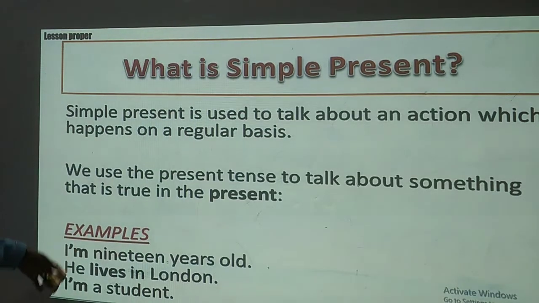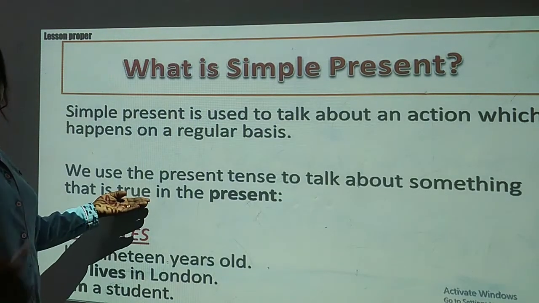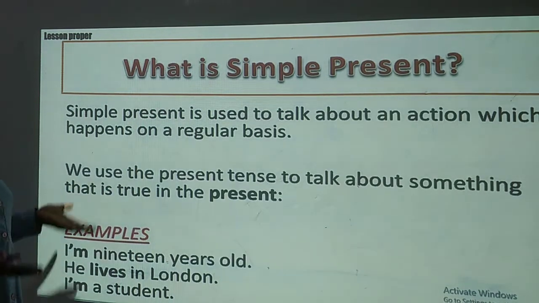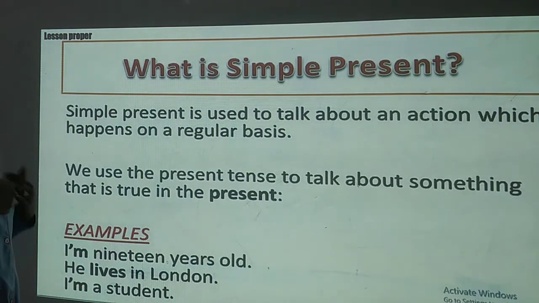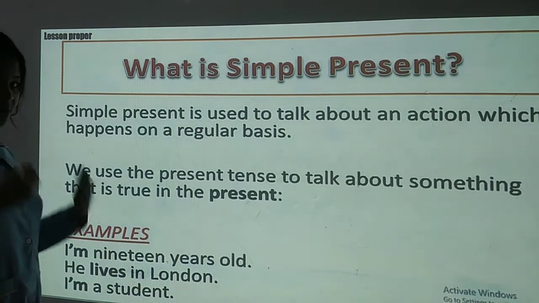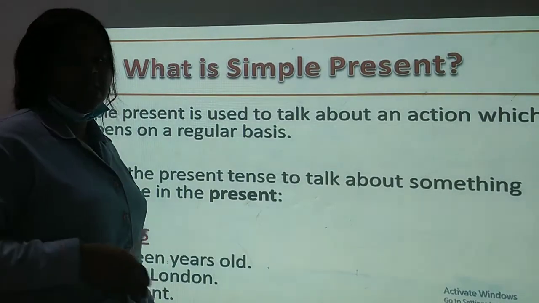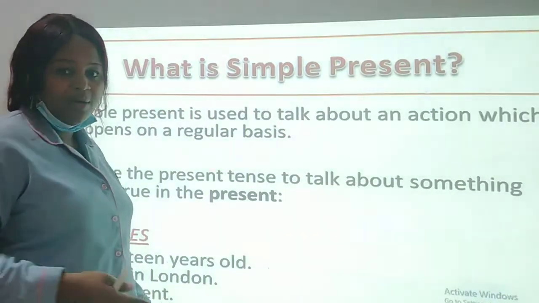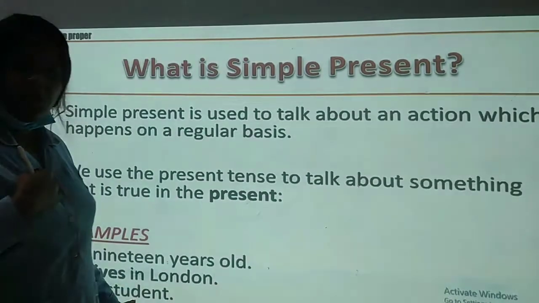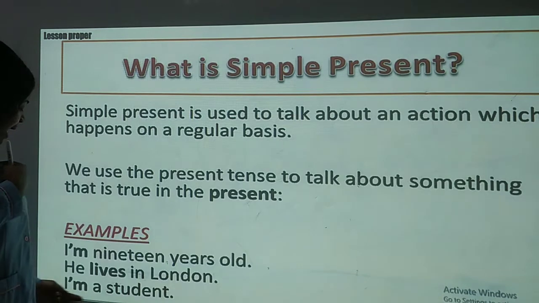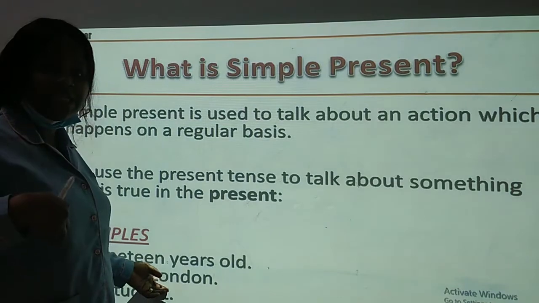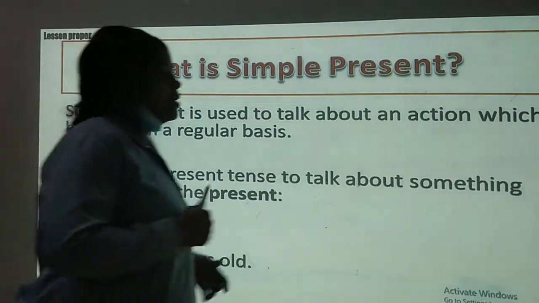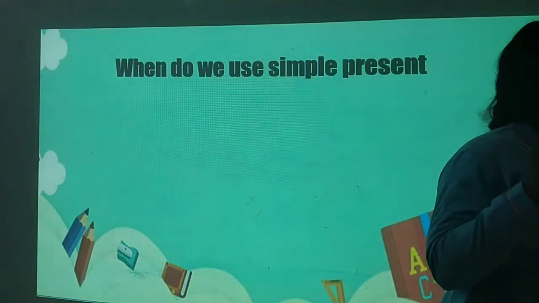Now look at the example we gave below. I'm 19 years old, which could be true. Or you are 8 years old. He lives in London. I am living in Qatar. I'm a student. I'm a teacher. So this statement is true about something or about a person. But for me, I'm not a student. I am a teacher. So I'm a student is true for you listening. He lives in London, but for you listening in Oscar Academy, you live in Qatar. So we move on, trying as much as we can to make this lesson not to be that long.